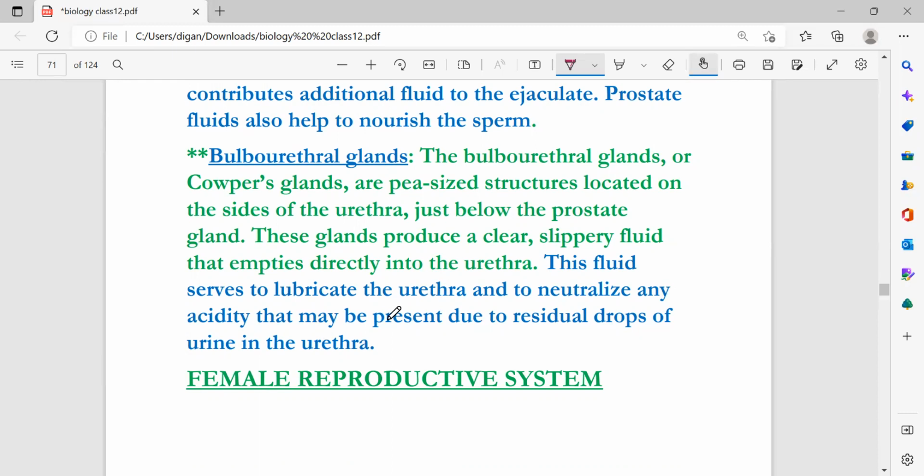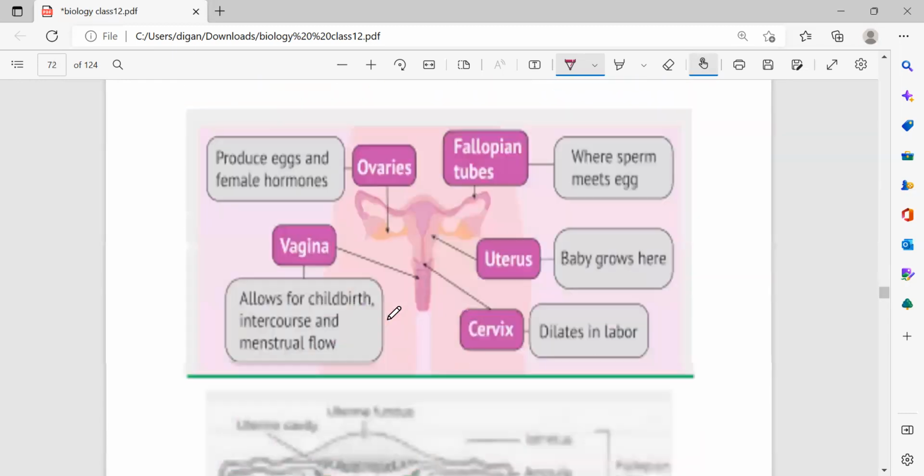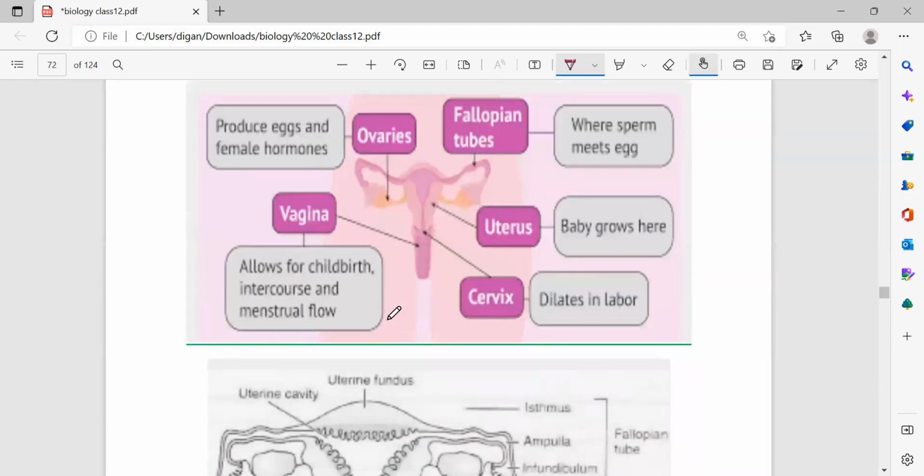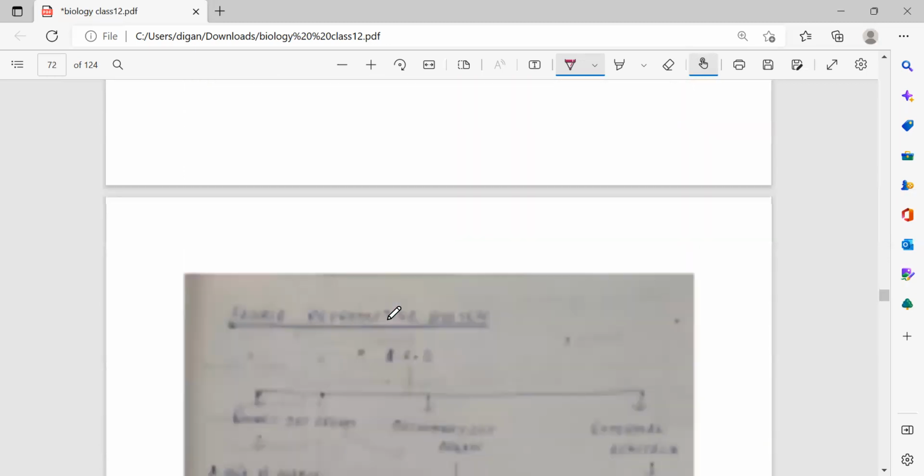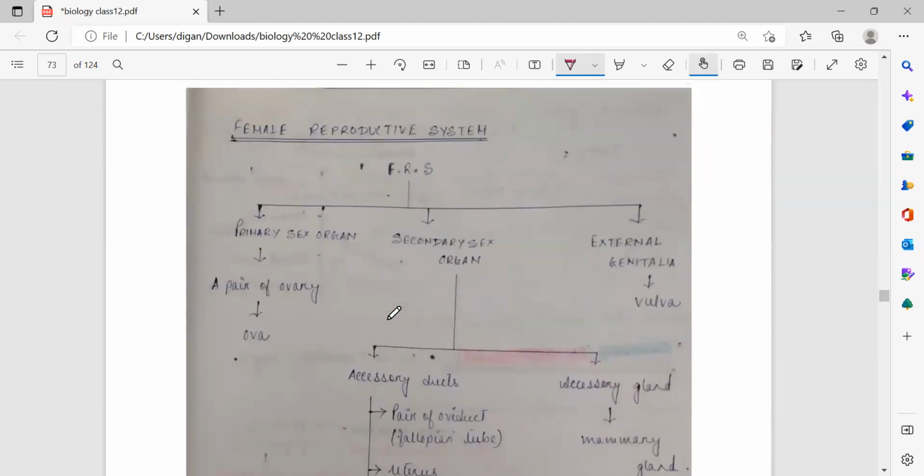Now come to the female reproductive system. In the female reproductive system also, there are three parts. First is the primary sex organ, which comes under a pair of ovaries, where the ova, the female gametes, are produced.